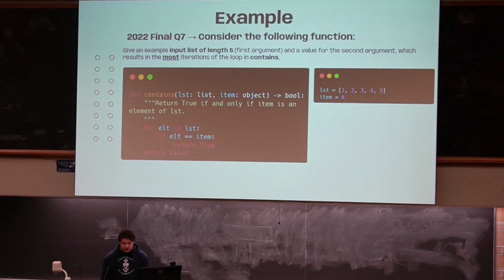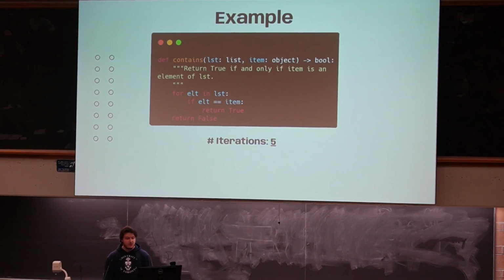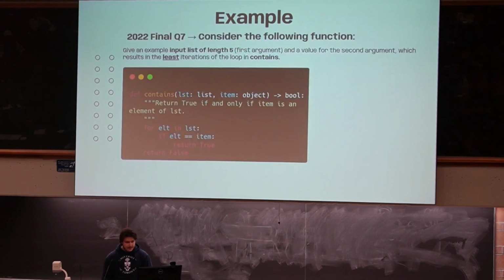So either one works. So we go through the list one at a time, right? We see the first element isn't 6. Go to the next element, it's a 2, also not a 6. And we keep going. Every time we iterate, we increase our counter, and then eventually we return false with 5 iterations. Perfect. So this one says, give an example input list of length 5 and a value for the second argument, which results in the least amount of iterations. I'll give you guys a second to think about it.